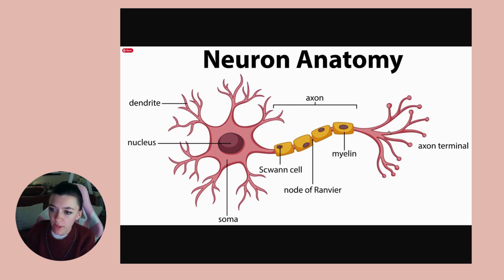That leads you to the axon terminal. A good way to remember that: terminal, that's the end. So that's the neuron anatomy that we have.